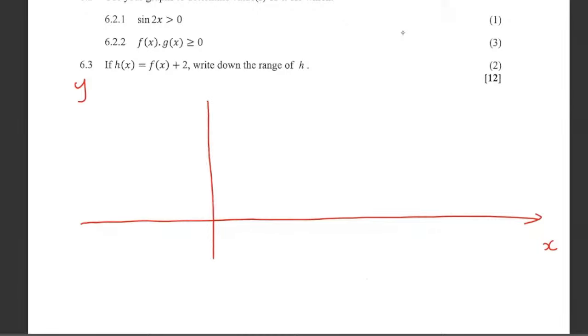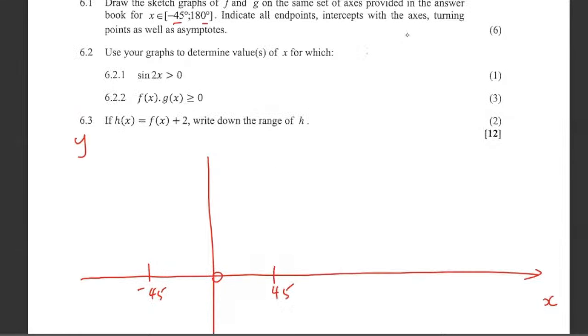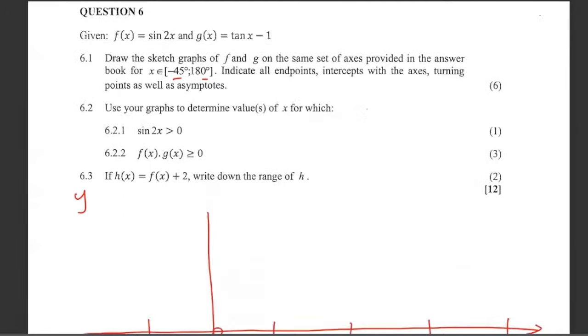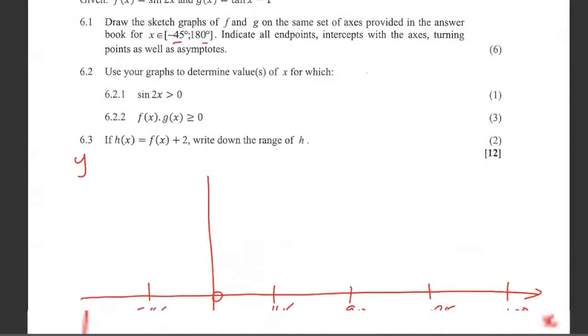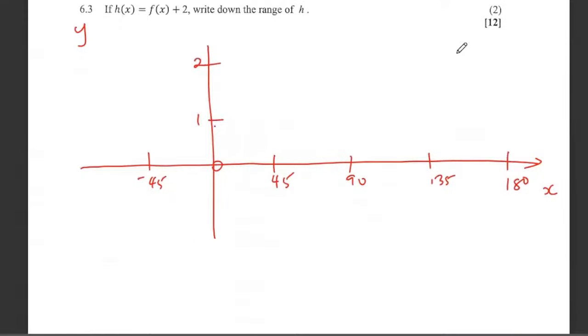Let me just use this as negative 45, 0. This is 45, we're going up to 180. This is 90, 135, and then 180. What is my biggest asymptote? No, my biggest term, amplitude, would be a 1. I'll just leave it as a negative 1 and probably a negative 2.